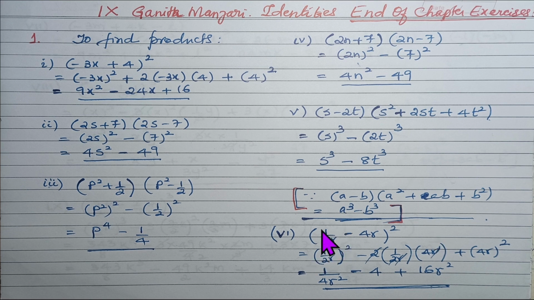The next example is (1/2r - 4r)². So it is (a - b)², which is a² - 2ab + b². a is 1/2r and b is 4r. Therefore a² is (1/2r)², minus 2ab, minus 2 into 1/2r into 4r, plus b², 4r squared. (1/2r)² becomes (1/2)² is 1/4, divided by r². And minus 2 cancels here, r cancels here, so 4 remains, so minus 4, plus 4² is 16r². So that is the identity used.